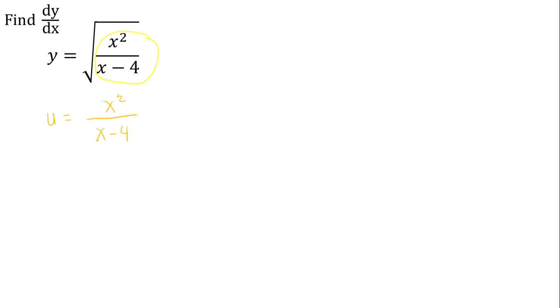So what we could do here is set this as f and this as g. f is equal to x squared, g is equal to x minus 4. Taking df with respect to x, this would be 2x. Taking the derivative of g with respect to x, this would be 1. Now we're going to use the quotient rule.